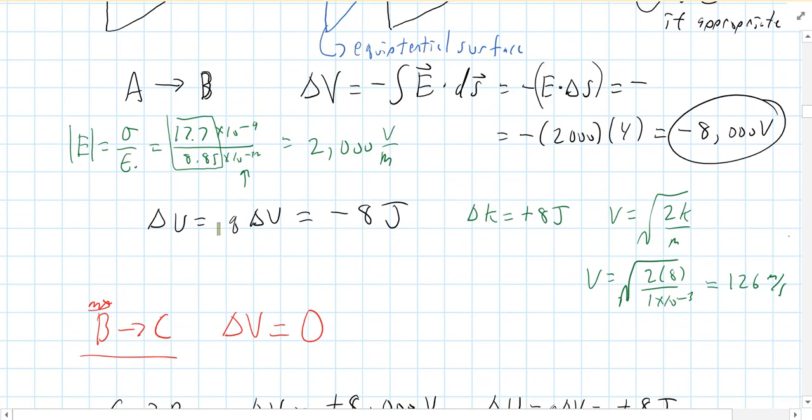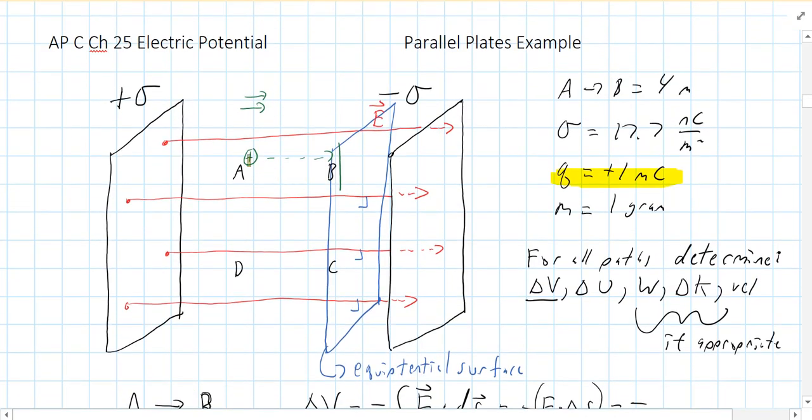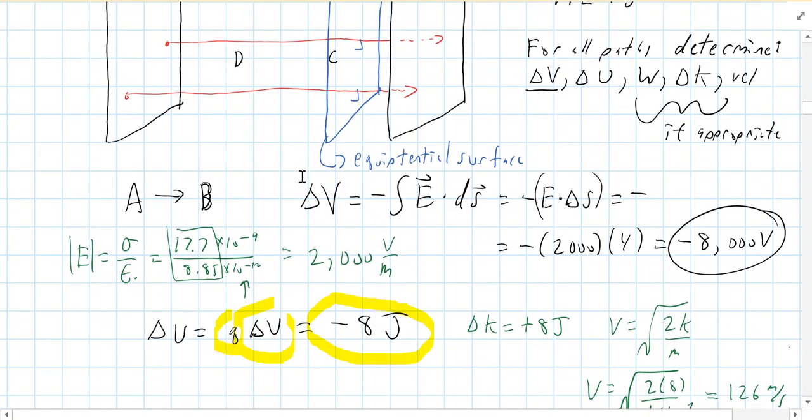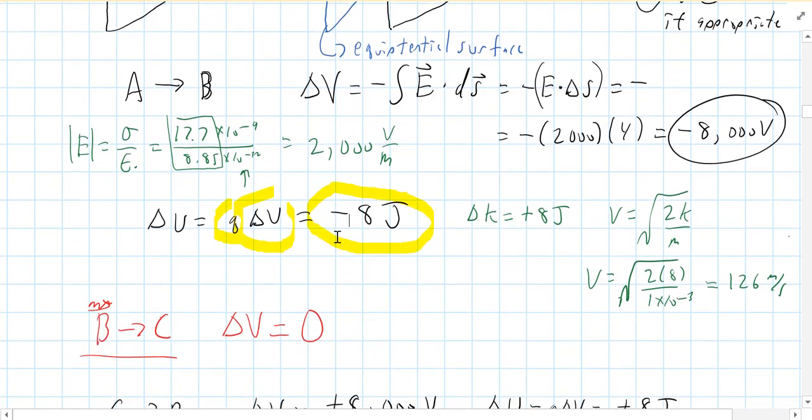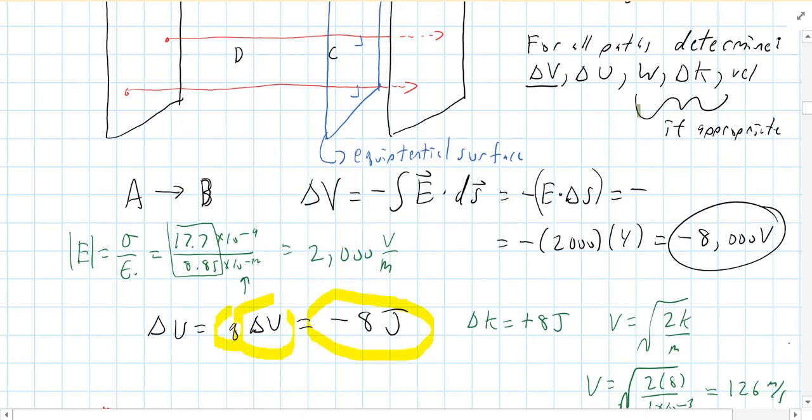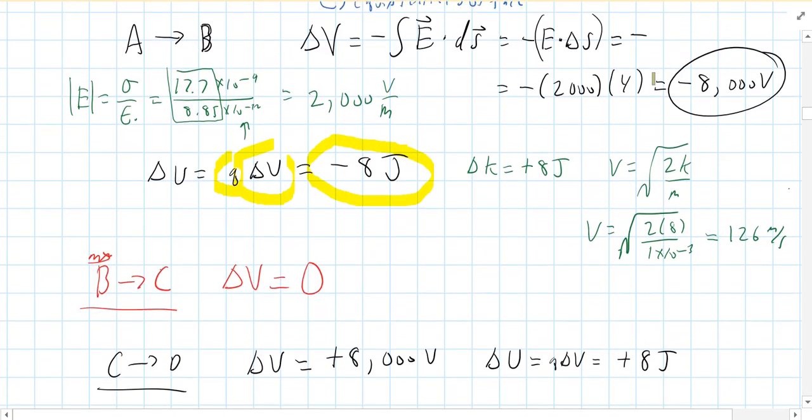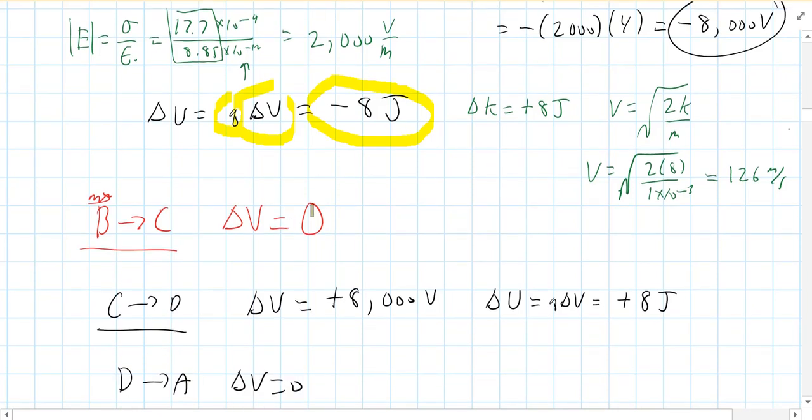But delta U would change. Because Q is now negative and delta V is negative, this would be a positive number, which means, if I have a negative charge here, he wants to move left. You have to shove him to the right. So this would be positive 8 joules, and you would have to do that positive 8 joules of work to get him to go from A to B. B to C would be the same, it's 0.